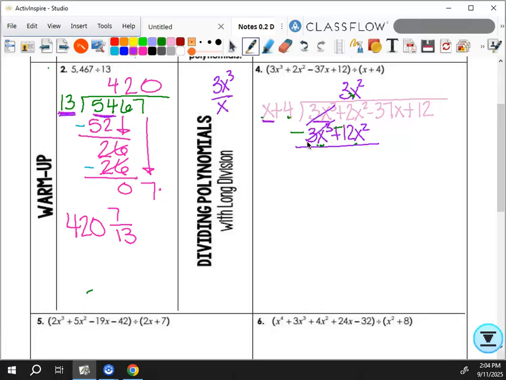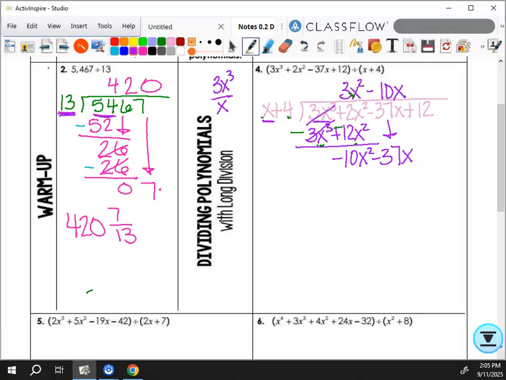And then I have a positive 2x squared, negative 12x squared. So that's a negative 10x squared. Then I bring down my negative 37x, just like I brought down the 6 over here. Then I do the same thing again. Negative 10x squared divided by x gives me what? Negative 10x. Just a plain old x, right? Because one of the x's goes away.